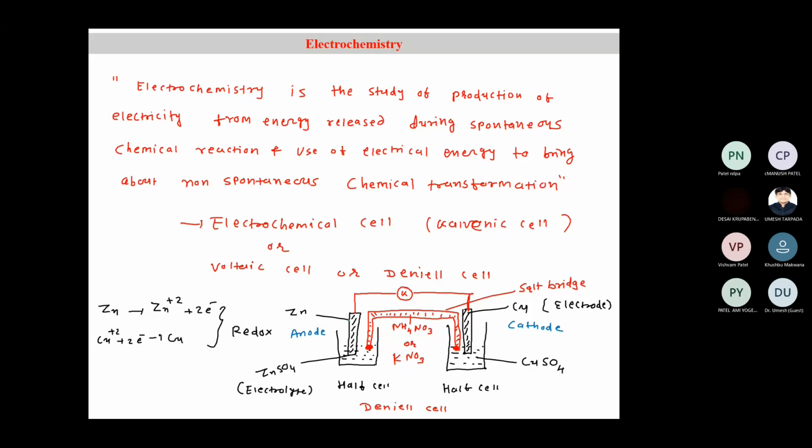This combined reaction is called a redox reaction. Zn plus copper plus 2 gives Zn plus 2 plus copper. In this process the oxidation state increases from 0 to plus 2, which is called oxidation, and for copper plus 2 the oxidation state decreases from plus 2 to 0, which is called reduction. Combined, it is a redox reaction. At the anode, oxidation takes place, and always at the cathode, reduction takes place. So this is the Daniell cell or galvanic cell.